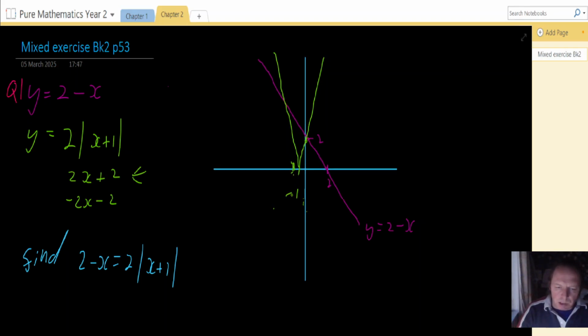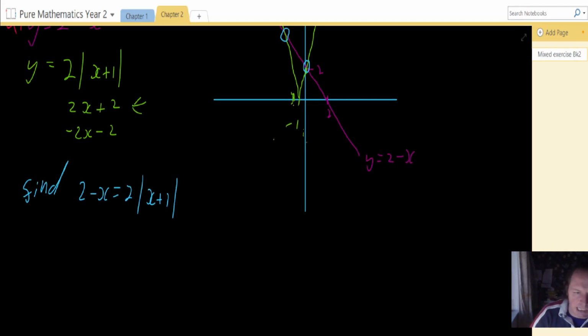And that's the point minus 1, sorry. Now then, with that in mind, the question says, find all the solutions for 2 minus x equals 2 modulus x plus 1. Which would be the 2 points of intersection here. So we can already do one and just jump straight in there and say that x is equal to 2. Okay, so that's one of them done. And that would be done algebraically by doing 2 minus x is equal to 2x plus 2.